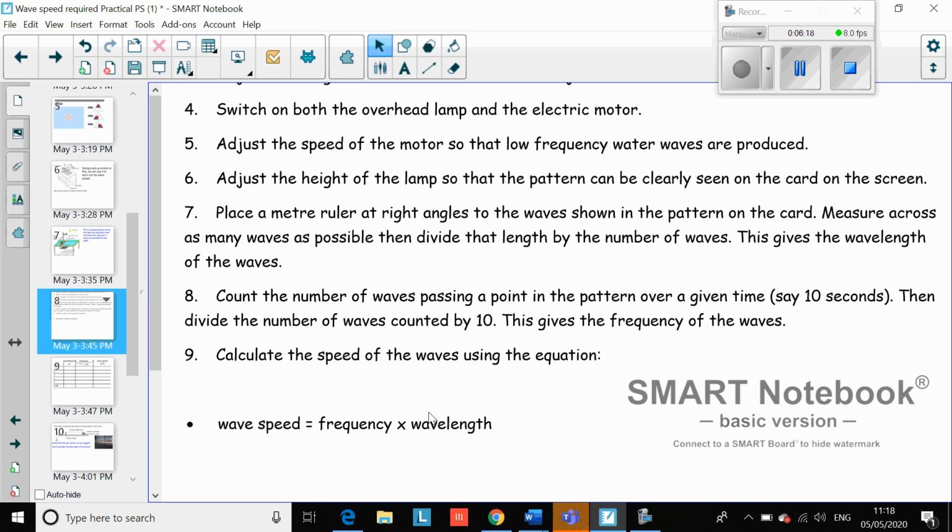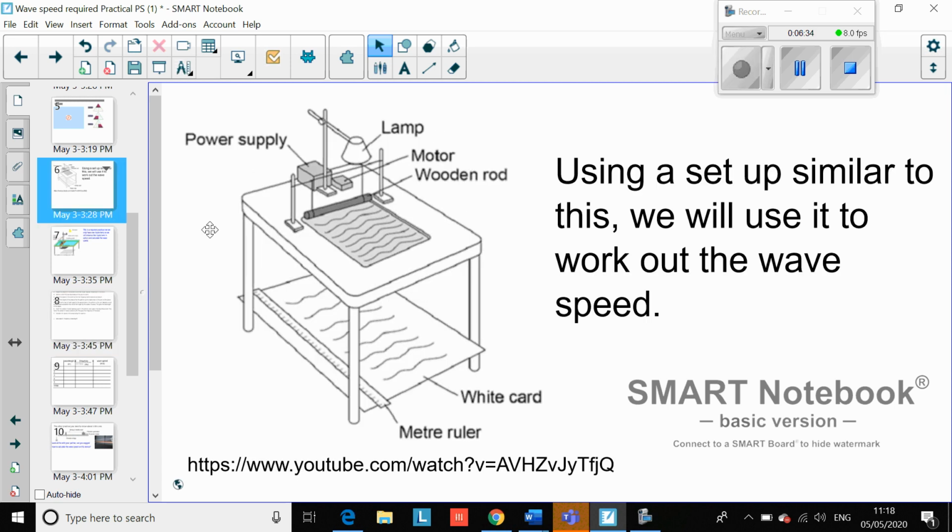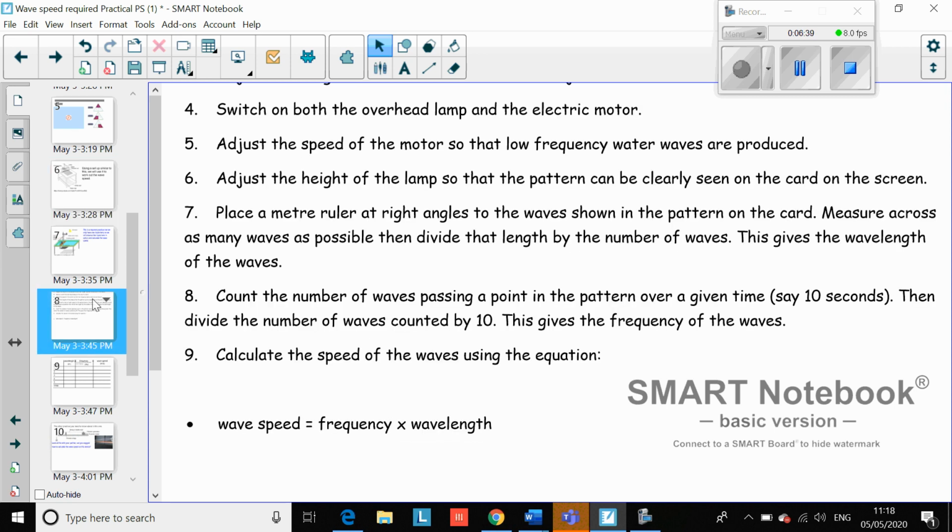So essentially, I've described to you how you do this. You need to describe how you set up the experiment and the method you would use. You would always include the equation which you would use. So, a couple of things you can do. Pause the video and you can copy up this diagram and then this method.